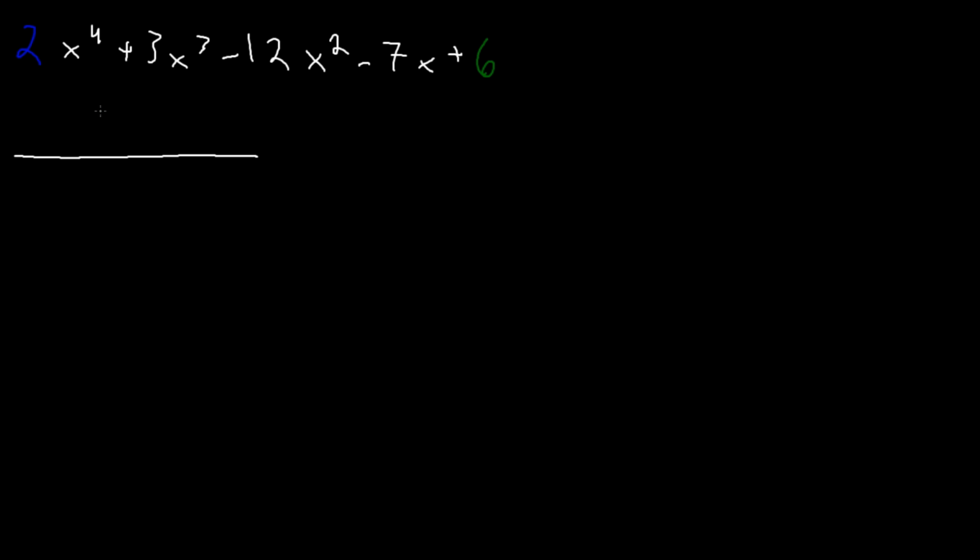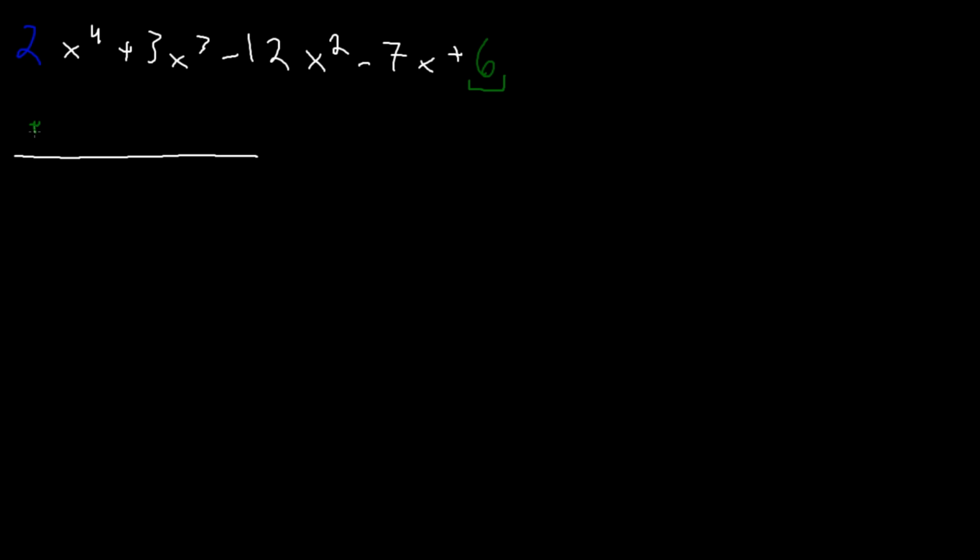Okay, so in today's video we're going to be using the rational zero theorem to factor a polynomial and find the zeros of a polynomial of degree 4. So the first thing you've got to do when you're using the rational zero theorem is to find all the factors of p, which is in this case 6, and list them out.